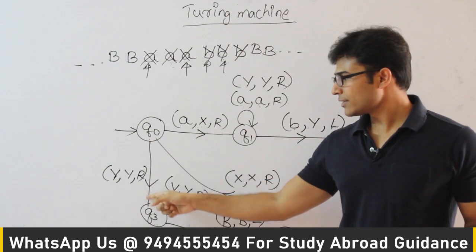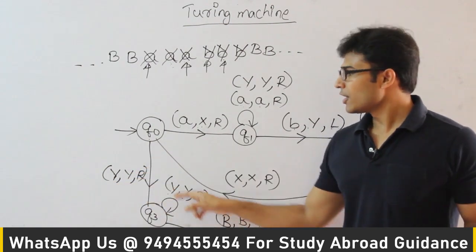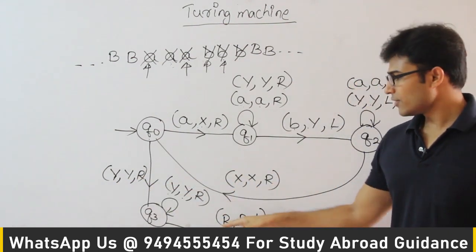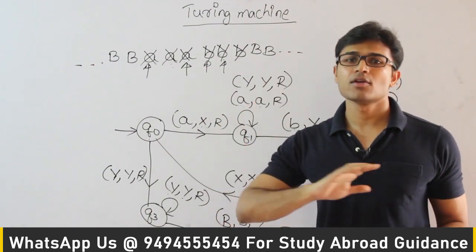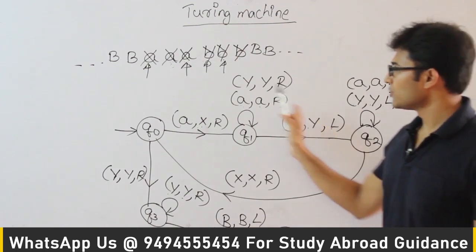So I am going like this and I am checking all the Y's. If there are only Y's, then I'll keep on moving right, and finally if I see a blank, it means that there are no B's. Therefore I am going to accept it. So this is how the Turing machine works.